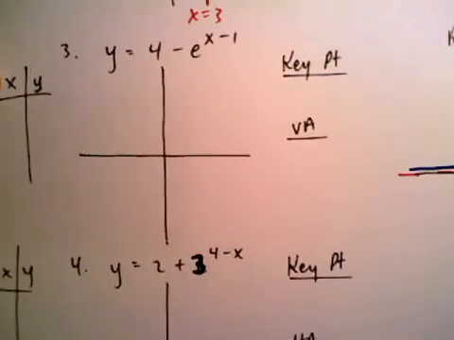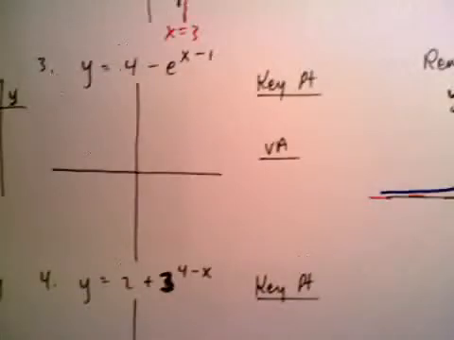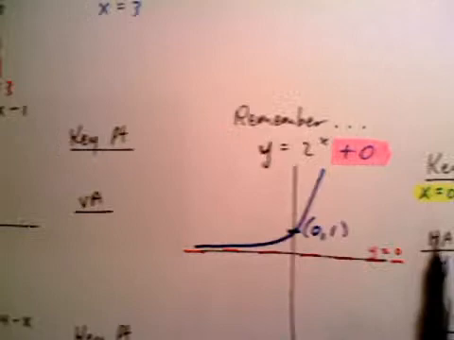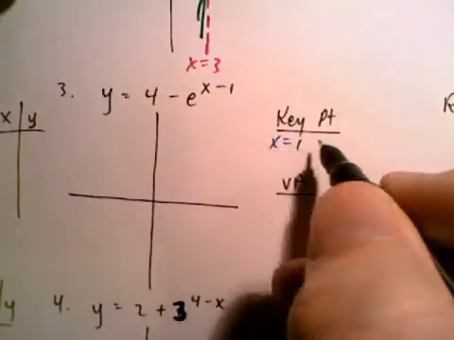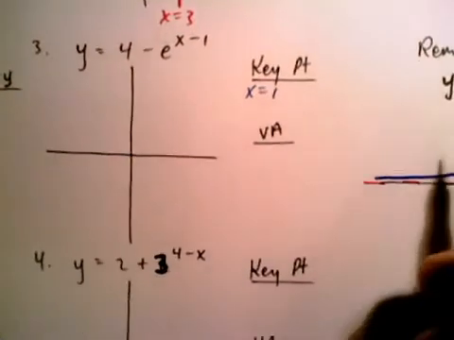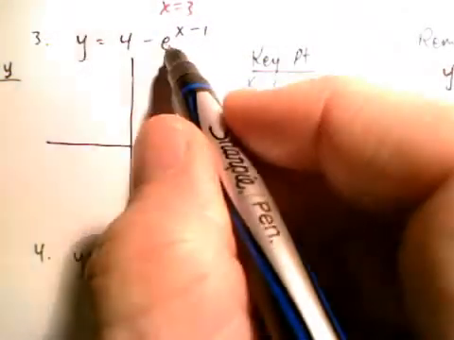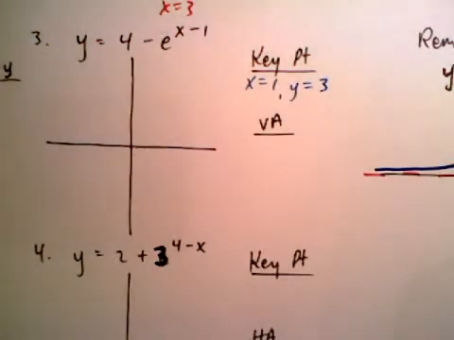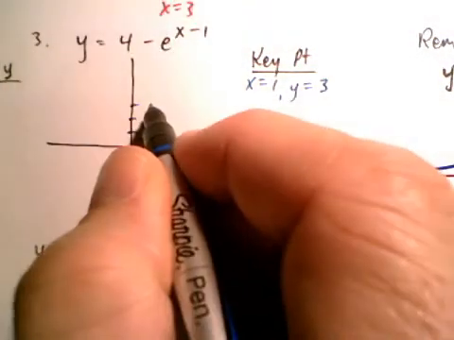Okay, 4 minus e to the x minus 1. Well, our key point, remember, is whatever makes the exponent equal to 0. Okay, well, what makes the exponent equal to 0? Well, that's x equals 1. All right, when x equals 1, what does y equal? y equals 4 minus e to the 0, 4 minus 1, which is 3. So our key point is at x equals 1, y equals 3.